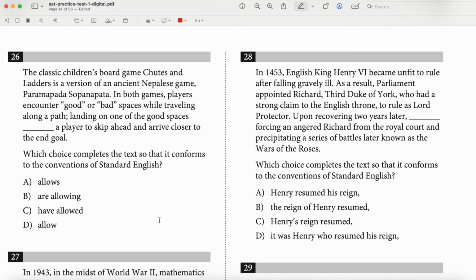Upon recovering 2 years later, Henry's reign resumed, forcing an angered Richard from the royal court. How's answer choice C sound? I don't know. It doesn't sound bad either. Okay, keep it. We haven't identified the rule yet either, by the way. Try D. Upon recovering 2 years later, it was Henry who resumed his reign, forcing an angered Richard from the royal court. How's D sound?